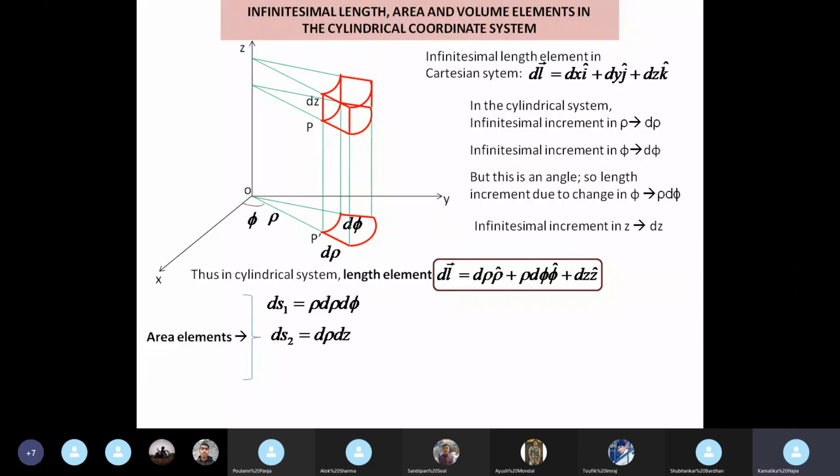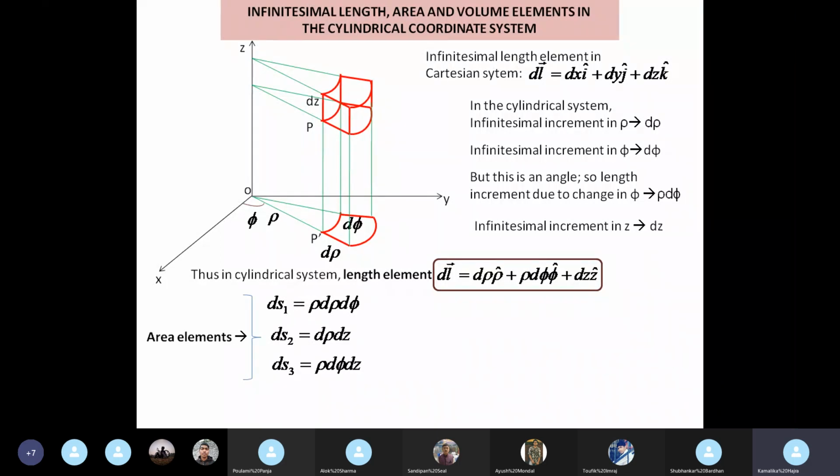Next, ds2 is d rho dz, both straight line elements. So this rectangular surface over here, this is a flat surface. The top surface or the bottom surface is also a flat surface. This is also a flat surface, d rho dz. And finally ds3, which is rho d phi into dz. This is dz, this is rho d phi. So this curved surface here is the third surface, rho d phi into dz.